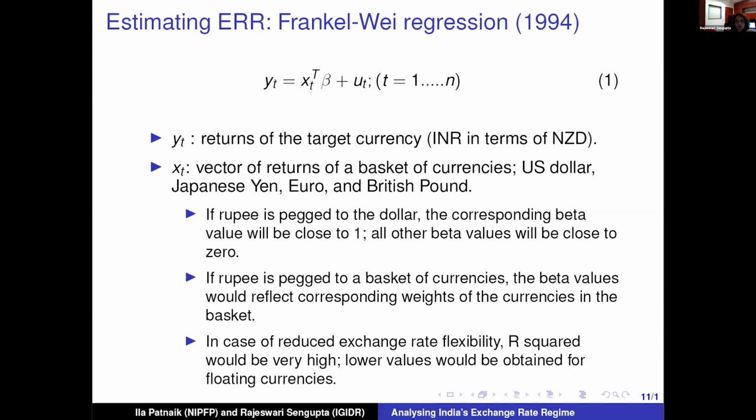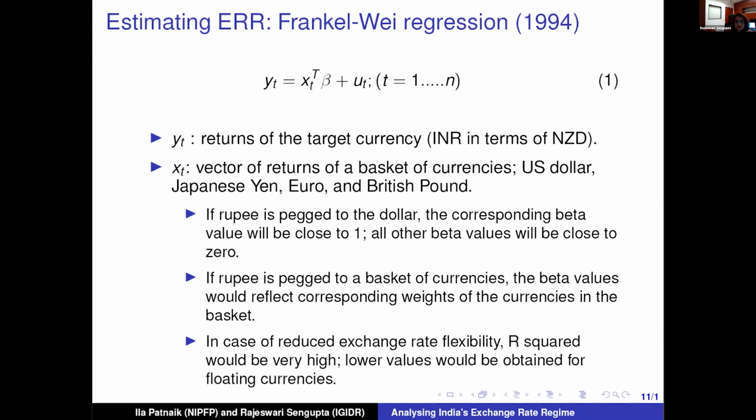And the idea is that equation 1 will show to what extent the YT, which is the target currency, is managed or is floating vis-a-vis a basket of other currencies. For our purpose, we look at the US dollar, the Japanese yen, the euro, and the British pound, which are the most important floating currencies of the world. The way to use this regression framework to understand the exchange rate regime is that if the rupee is pegged to the dollar, then the estimated beta for the US dollar will be close to 1, and all other estimated beta coefficients for the other currencies will be close to 0.